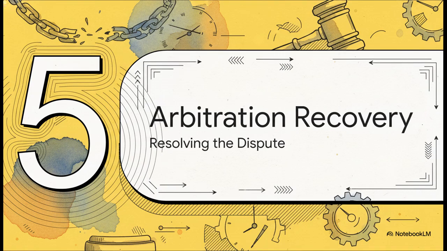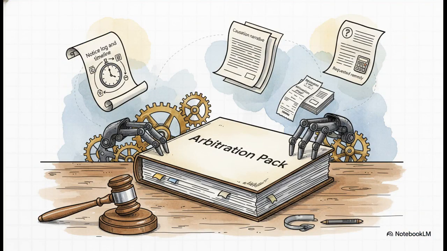Let's break down exactly what happens when the three-strike rule concludes without a fix and a formal resolution becomes necessary. The system actually does the heavy lifting for you by automatically compiling an arbitration pack. This gives the arbitrator a perfectly organized, time-stamped history. It includes the notice log, causation narrative, your mitigation proof, the evaluation method, and your requested remedy, basically documenting the other party's delay and your resulting administrative burden.